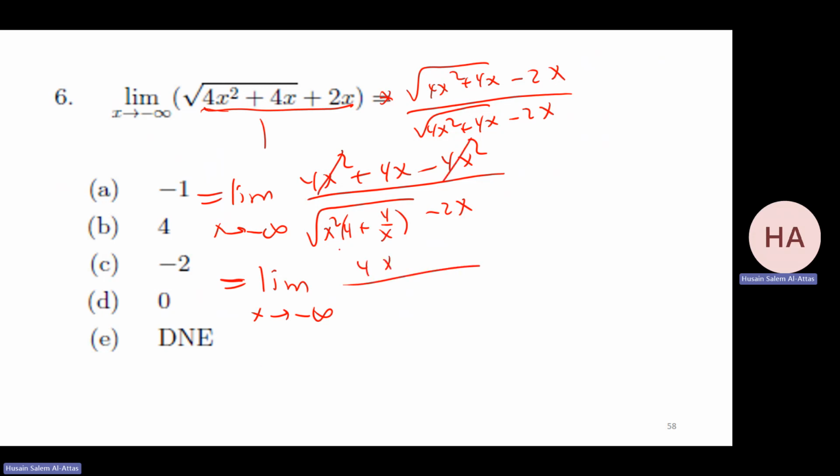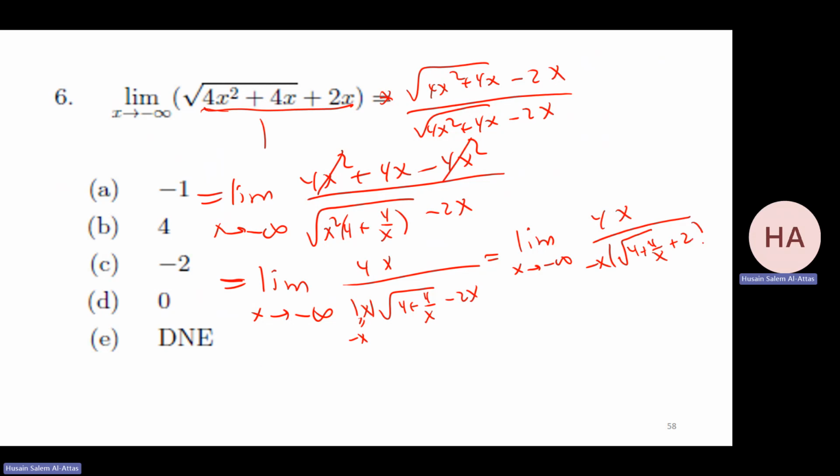You have 4x. Here I take the absolute value of x minus 2x. This is minus x. So if I take minus x as common factor, I'm getting the square root of 4 plus 4 over x plus 2. Take minus x, this is minus 1, so there's plus 2. This is 0. The x cancelled. You have 4 over minus 2 plus 2. So it will be minus 1, which is this answer.